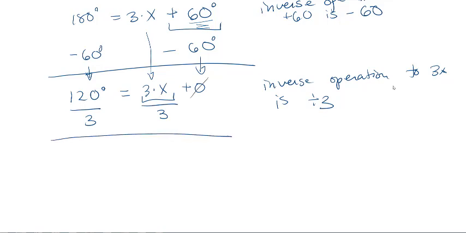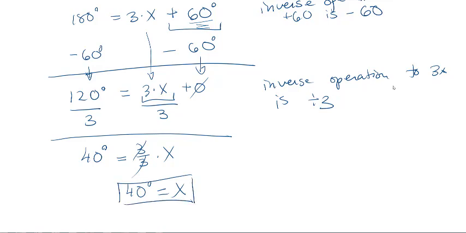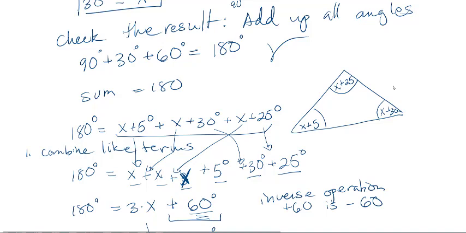And we have 120 degrees divided by 3. That's just 40 degrees. Equals 3 divided by 3 times x. And the 3's cancel. And our result is that x equals 40 degrees. So now if we go back to our original problem, we can write 45, we can write 65, and we can write 70, right? 40 plus 5 is 45, 40 plus 25 is 65, and 40 plus 30 is 70.